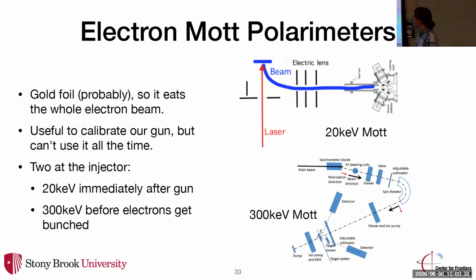There's actually 2 of these at the injector. There's one at 20 keV right after it comes out of the gun, and then at 300 keV once it's gone a little bit further down. So it comes down this way and then goes to a larger one. Detectors are bigger and still backscattering because that's where the analyzing power is.